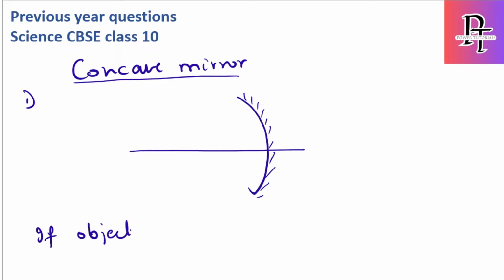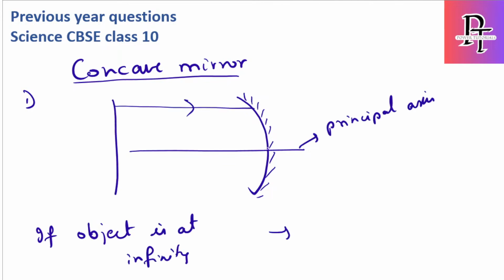If object is at infinity, the main property of concave mirror is that if any line is passing parallel to the principal axis, okay, I'll give the points. This is principal axis. We have a point which is P here. P is nothing but pole. Then we have two more points which are focus and center.